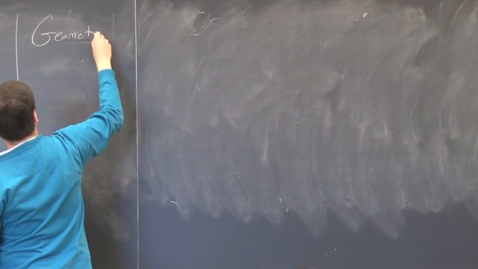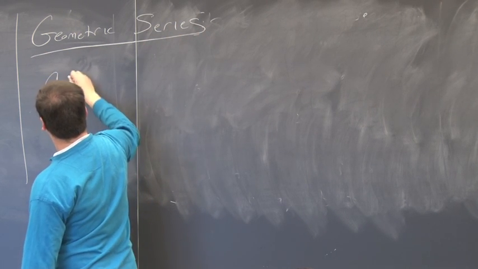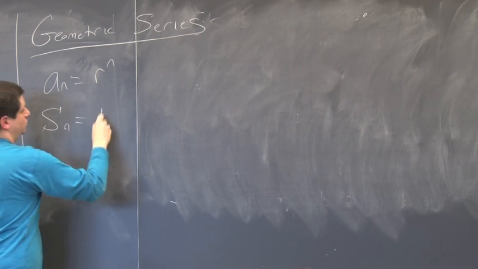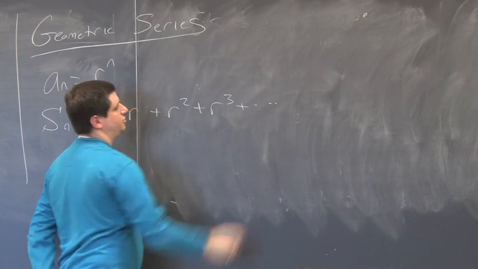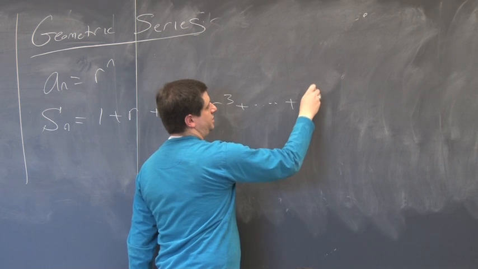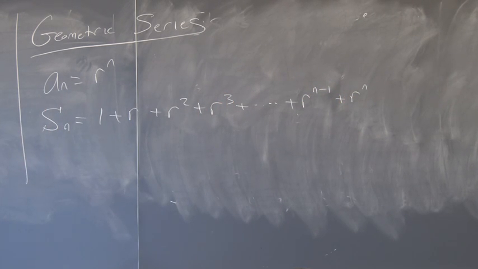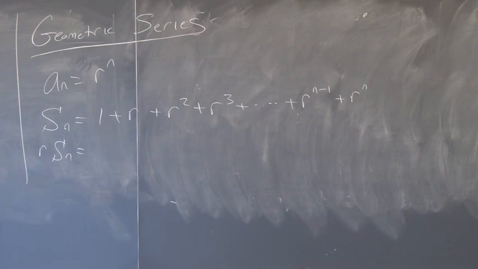So, geometric series. a_n is r to the n. So S_n is 1 plus r plus r squared plus r cubed plus dot dot dot plus r to the n minus 1 plus r to the n. So here's the boring proof of the geometric series formula. If I multiply this by r, what do I get? So should I write the r right here?